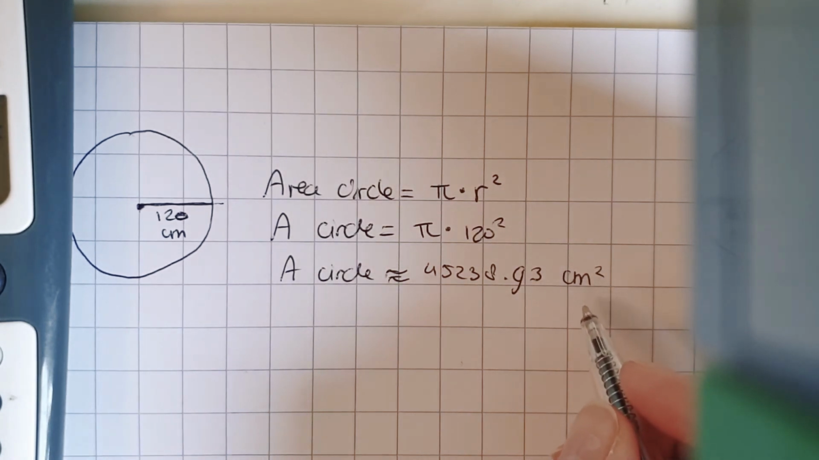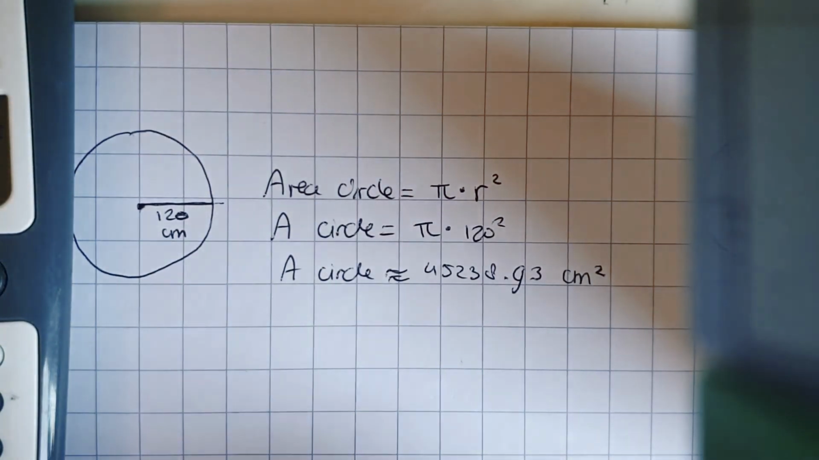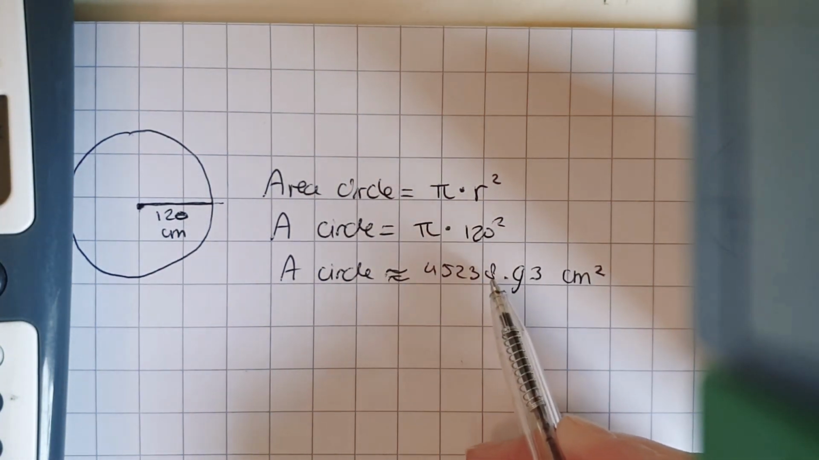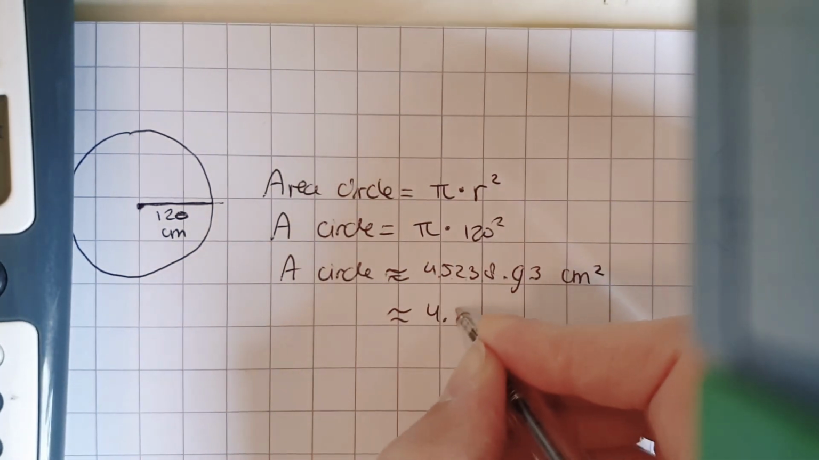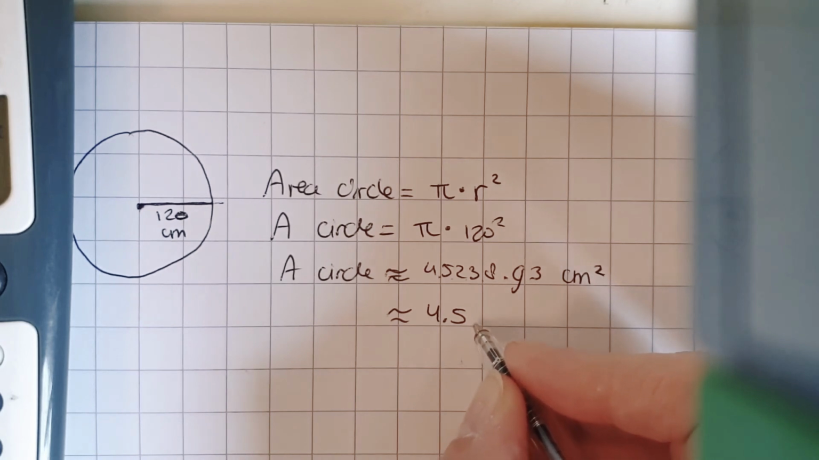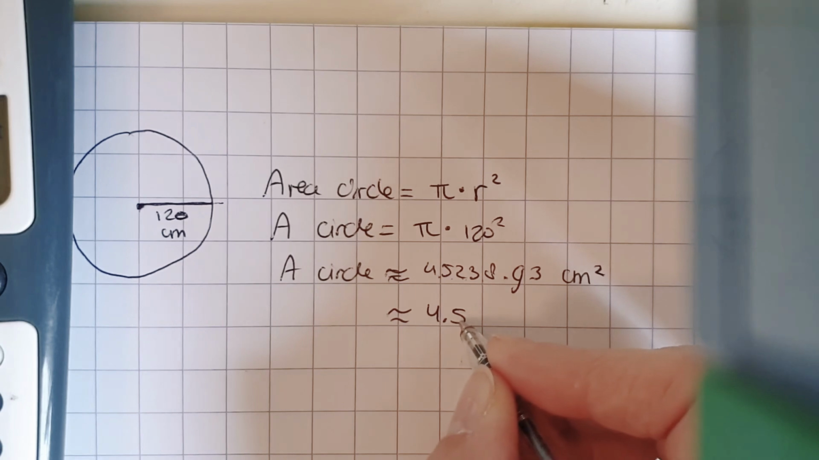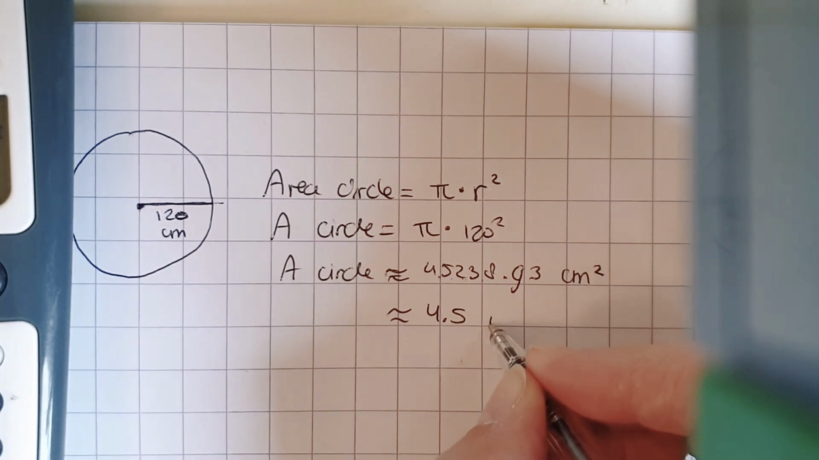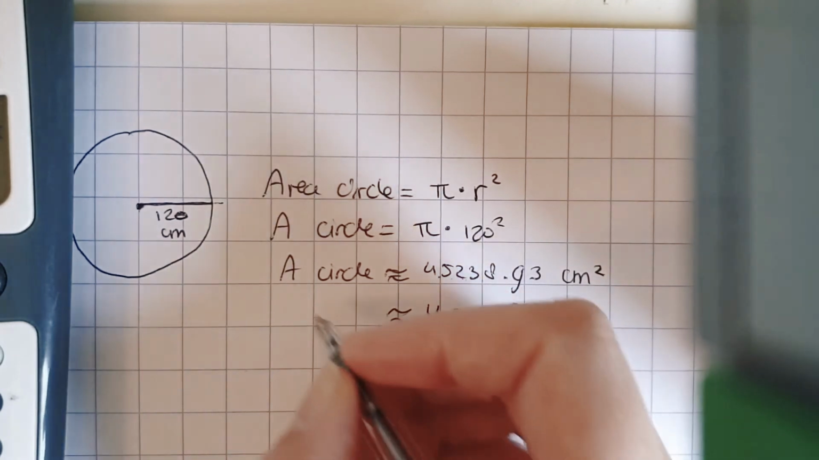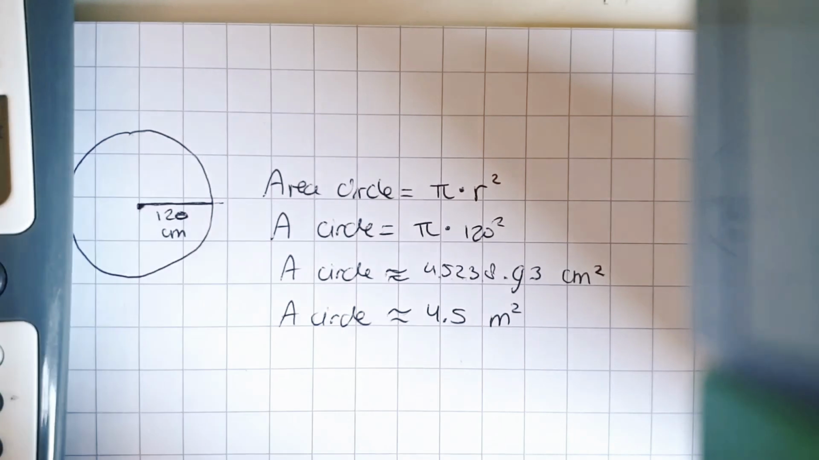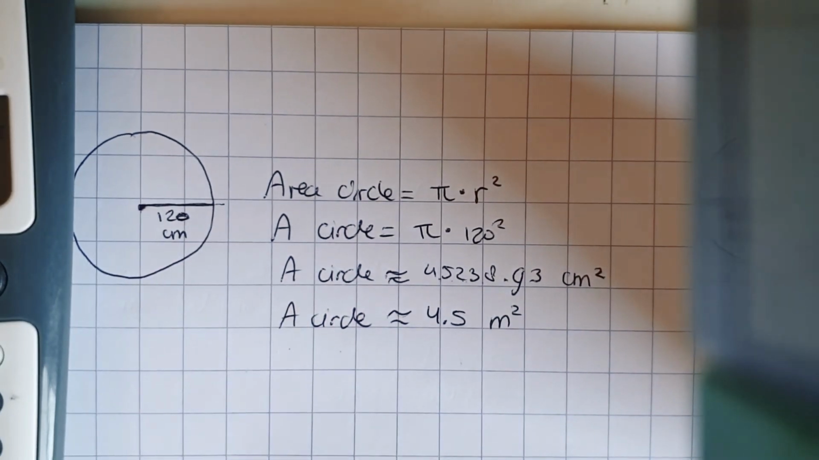From centimeters to meters is 2 steps, but this is about area. So I'm going to move the comma 4 places here. So that's 1, 2, 3, 4. So it's 4.5. We have to round off to 1 decimal place. Now the 2 is lower than a 5, so it stays a 5, not becoming a 6. So 4.5 squared meters. And then here is the waves because it's rounded off. And to make it more complete, I write down the area of a circle is 4.5 squared meters.